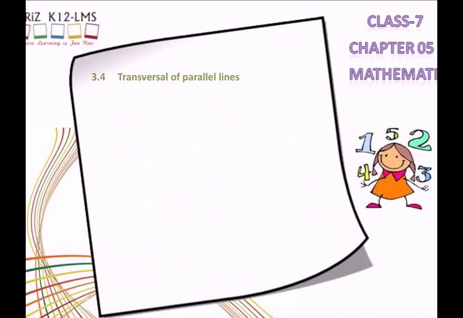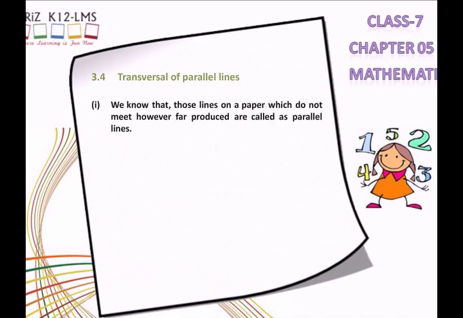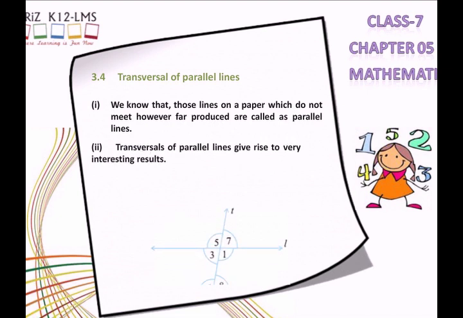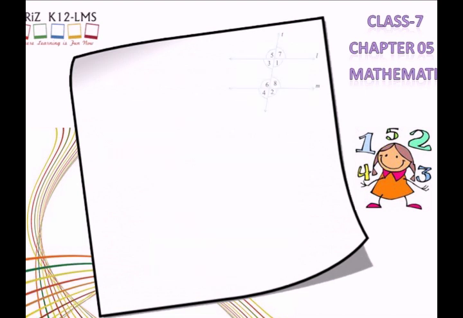3.4. Transversal of parallel lines. We know that those lines on a paper which do not meet, however far produced, are called parallel lines. Transversals of parallel lines give rise to very interesting results. The results are as follows.